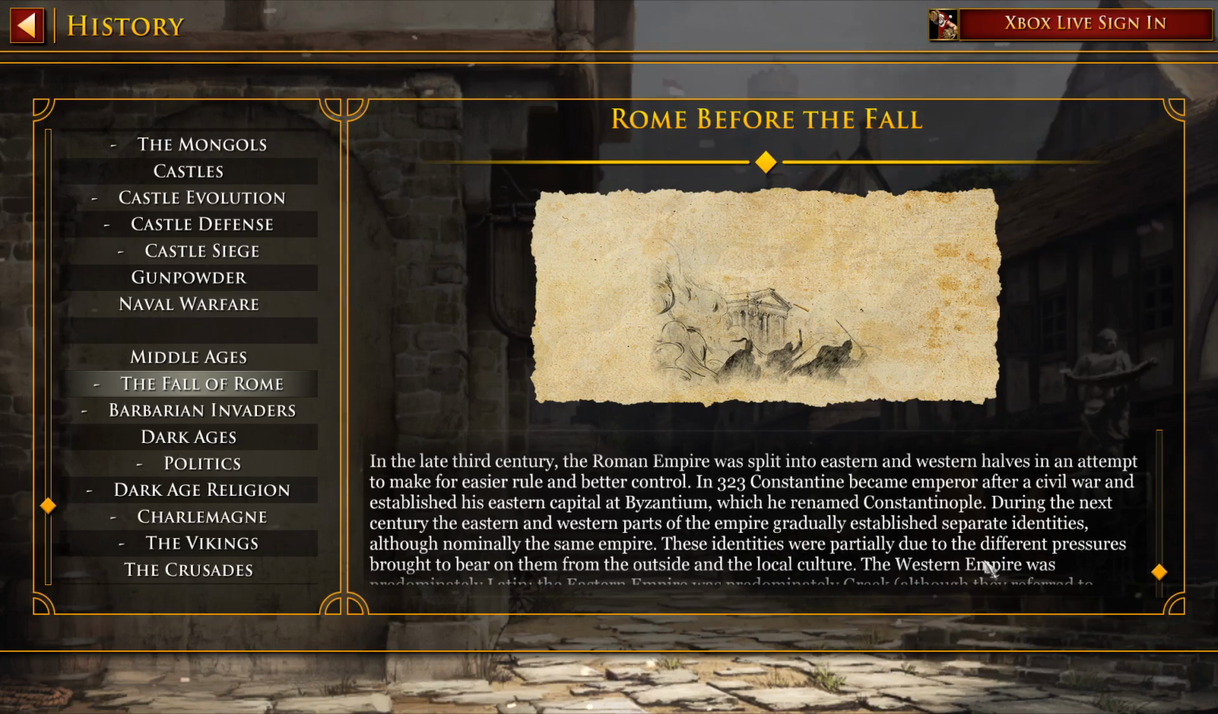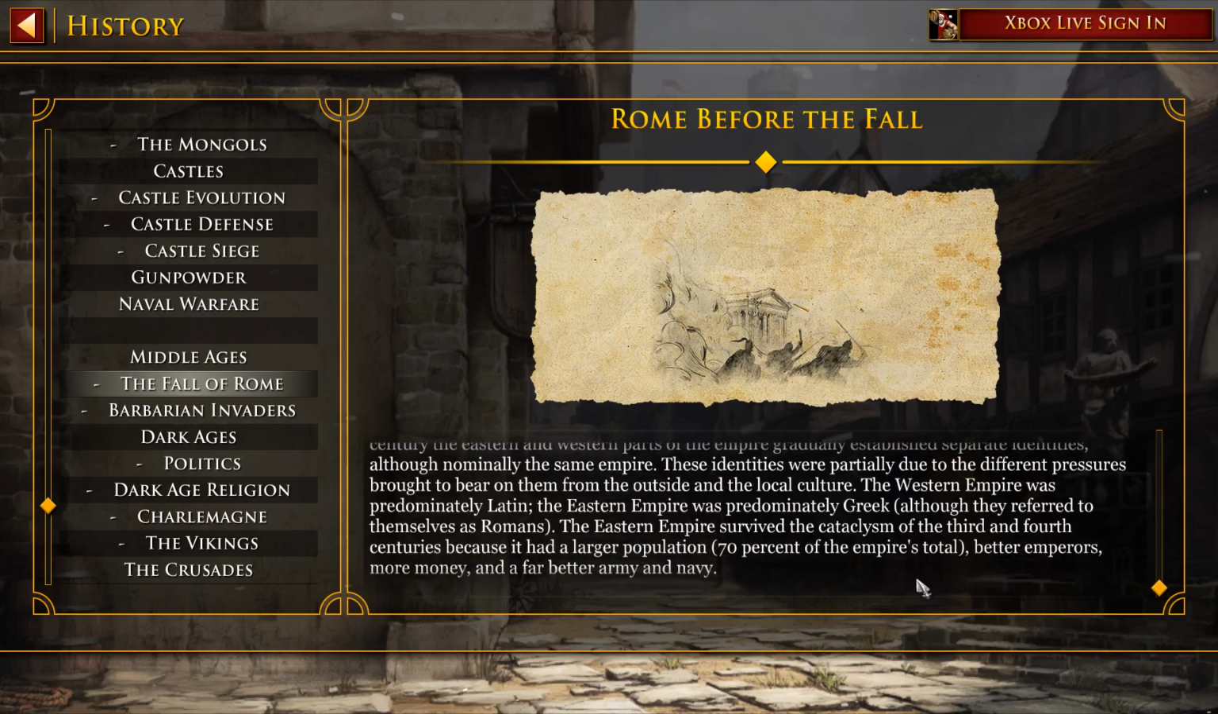During the next century, the eastern and western parts of the empire gradually established separate identities, although nominally the same empire. These identities were particularly due to the different pressures brought to bear on them from outside and the local culture. The Western Empire was predominantly Latin, the Eastern Empire was predominantly Greek, although they referred to themselves as Romans.